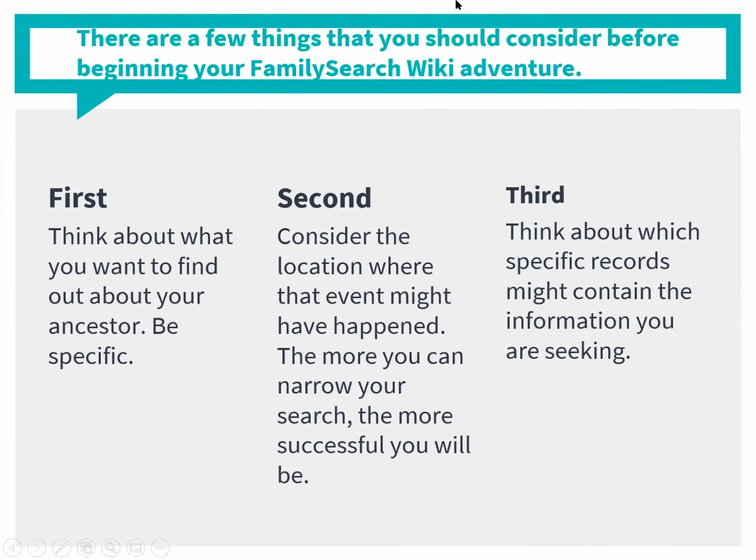So when you're beginning your FamilySearch Wiki adventure, you want to think about three things. So first, think about what you want to find out about your ancestor and be really specific about that. Are you searching for a place of origin? Do you want to know the date of someone's birth or their marriage? Second, consider the location where that event might have happened. And the more you can narrow down your search, the more successful you'll be. And third, think about what specific records would contain that information. So if you're looking for a marriage date, are you going to be looking for a marriage record or a church record?